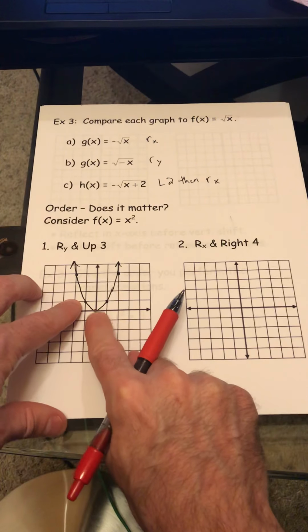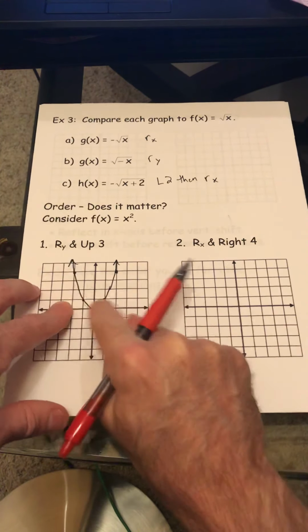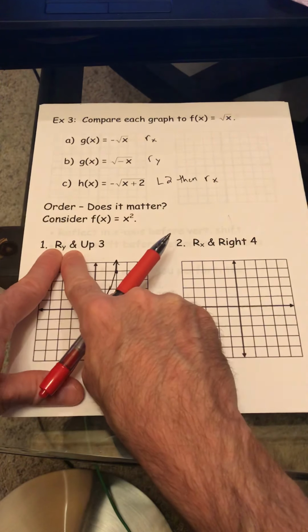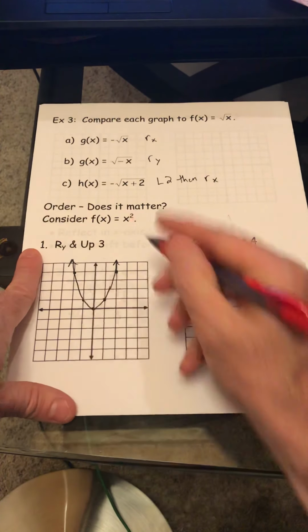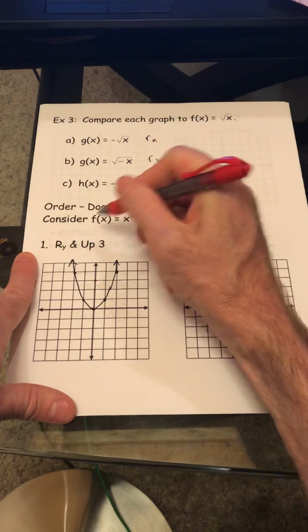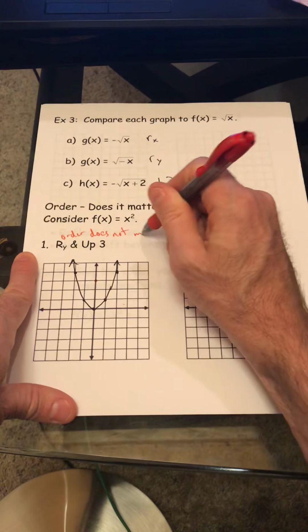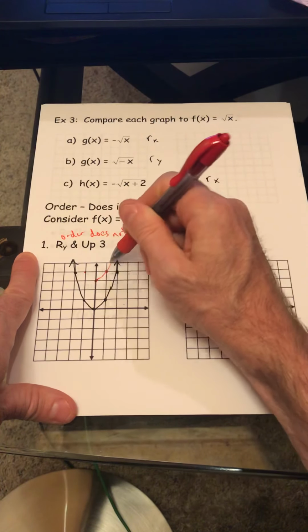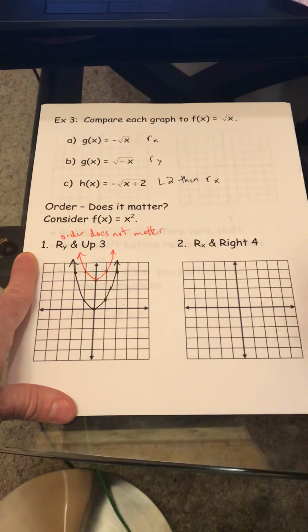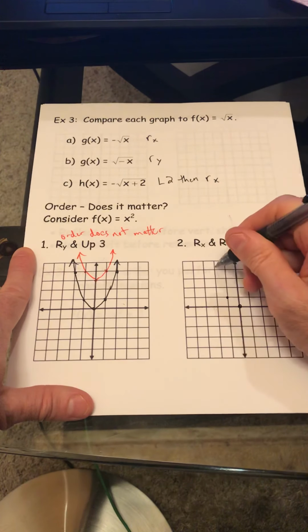Well, no, because with this being a y-axis reflection, that reflects onto itself, and so whether you move it up 3 first or whether you reflect it first, because a y-axis reflection is horizontal and up 3 is a vertical shift, there your order does not matter. So here, order does not matter. And the parabola will look like that.